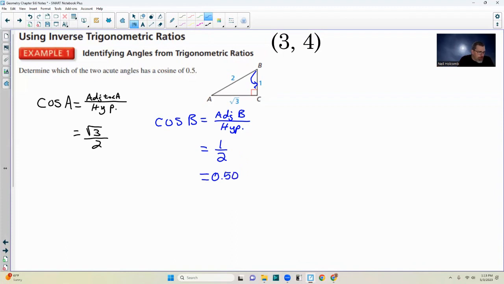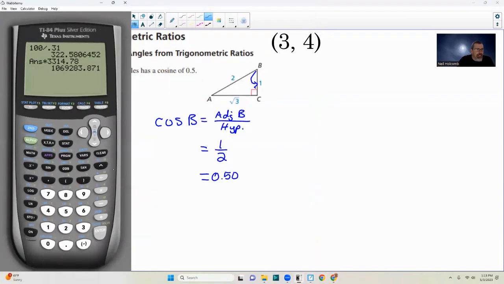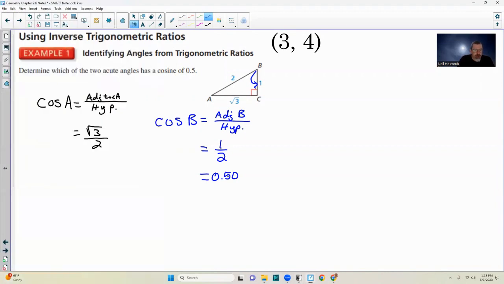You might not know what the square root of 3 divided by 2 is, but we can just use our calculator: square root 3, divide 2, enter, and that's 0.8660. And this is 0.50. So it says determine which of the two acute angles has a cosine of a half. Well, the answer is angle B. Okay, so now you should be able to do problems numbers 3 and 4 in your exercises.